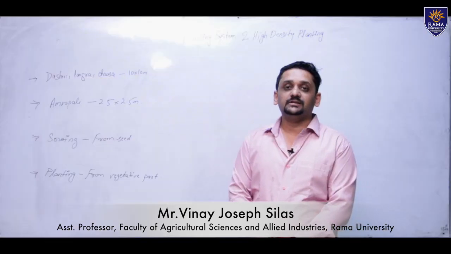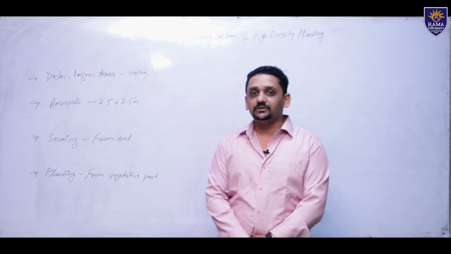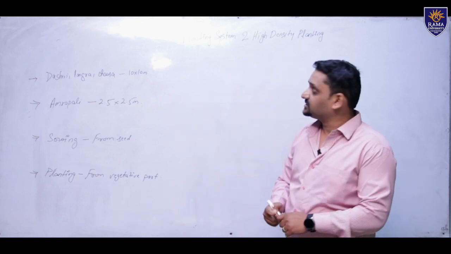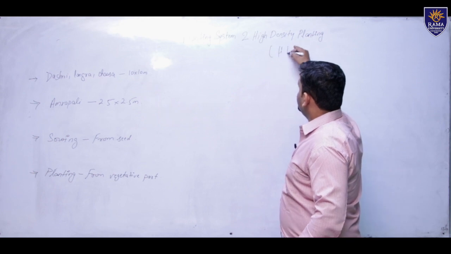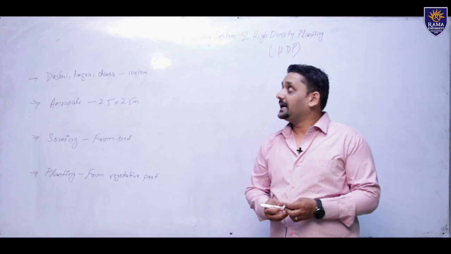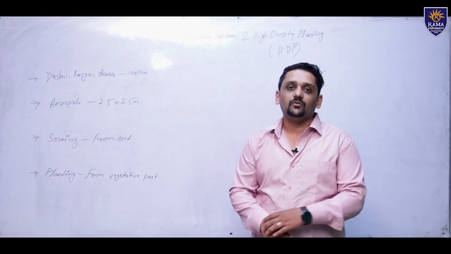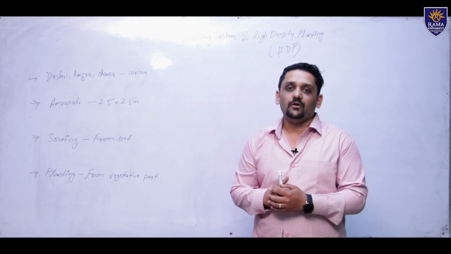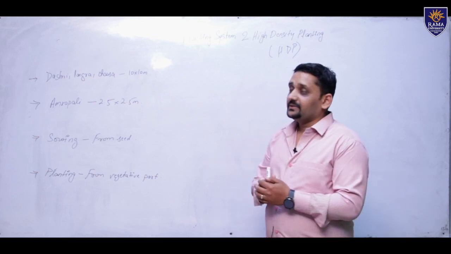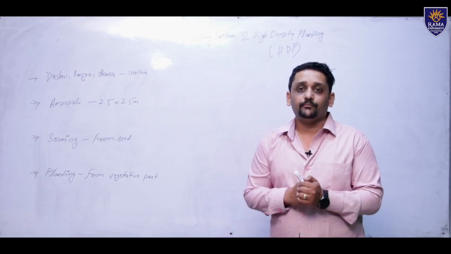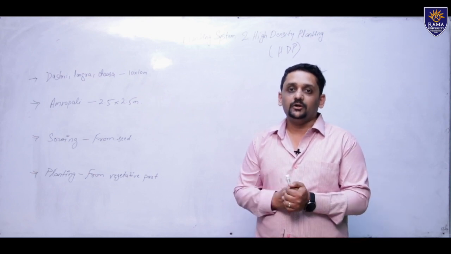So today students, I am going to discuss the topic planting system and high density planting, which is also known as the HDP. Students, as we know, the planting system plays a major role if we are planning to establish any kind of orchard. Planting system is very important so that we can obtain maximum production as well as quality of the fruits.